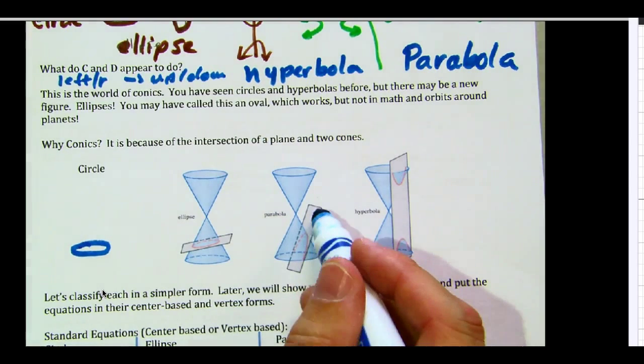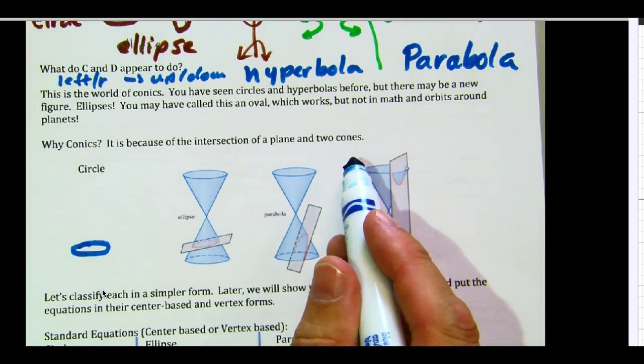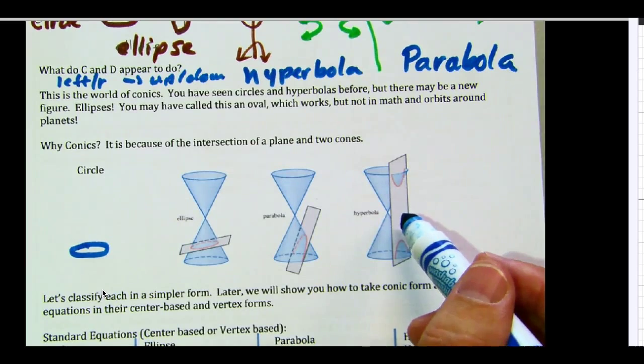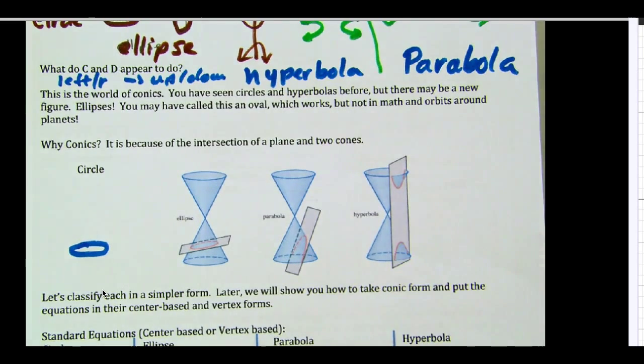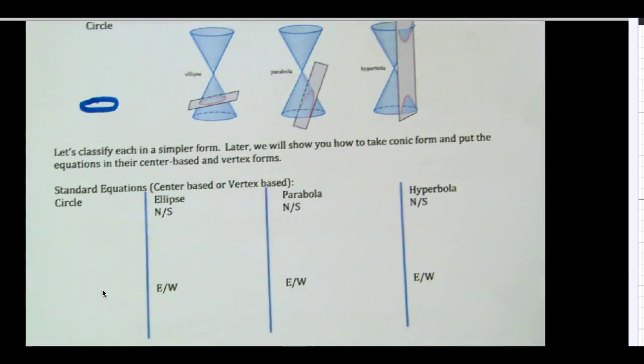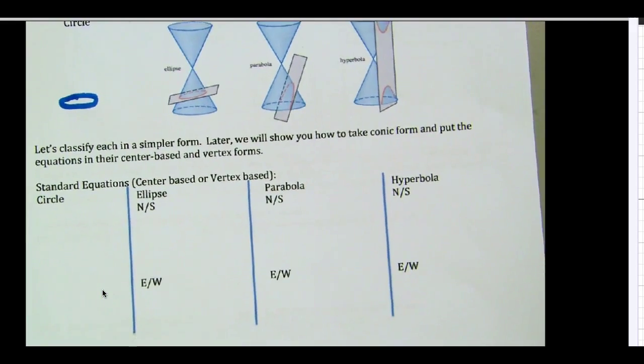The parabola would just cut one of these cones and go off into space, and then the hyperbola would cut two of the cones. And so those are the shapes that we end up with. That's why we call it conics, because they come from a couple of cones. Now let's try to classify each one of these in a simpler form.